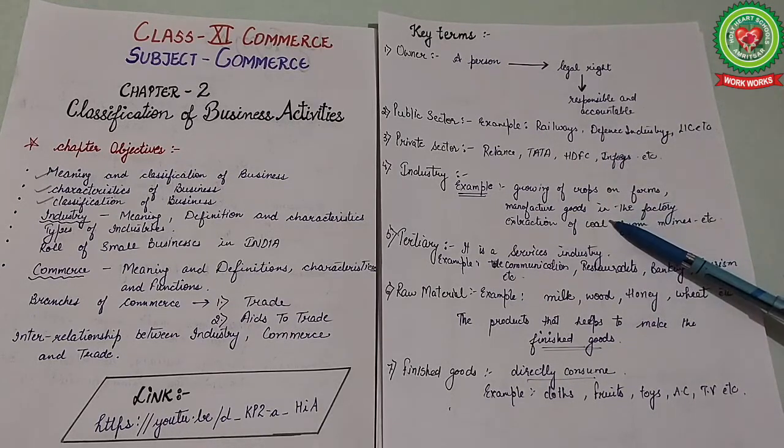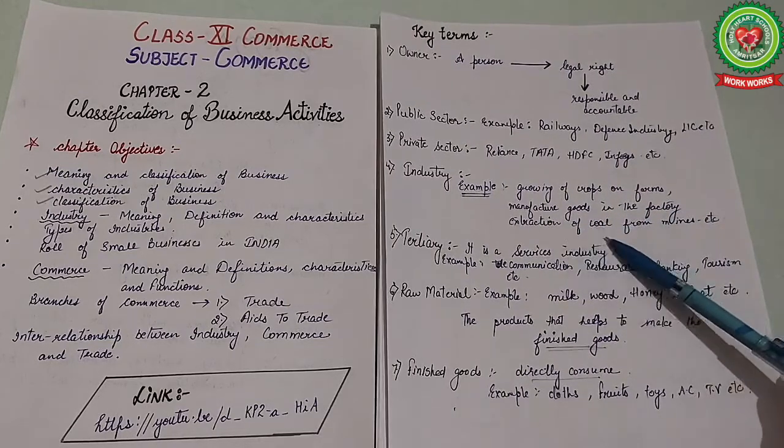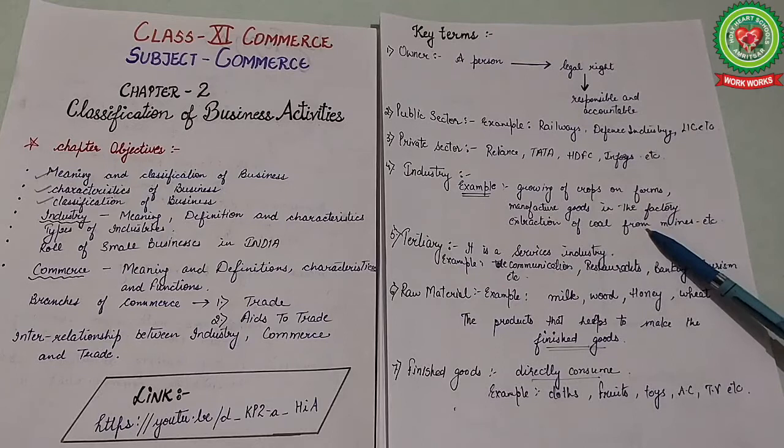Next, our key term is industry. Industry, simply we can say, is a place where the production of goods and services occurs. Like growing crops on farms, manufacturing goods in a factory, extraction of coal from mines. What are these? These are the places where production of goods and services is done, and it is known as industry.